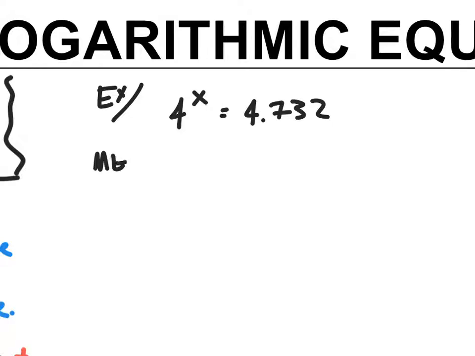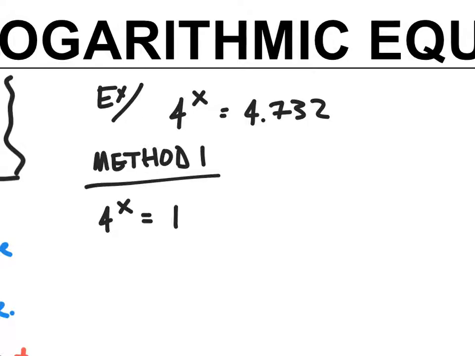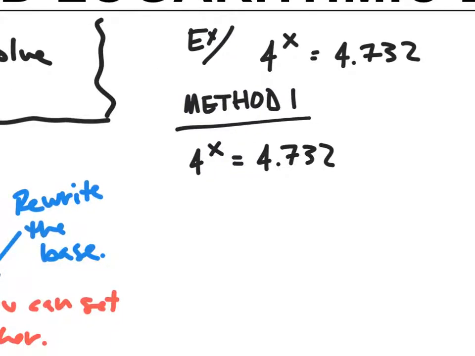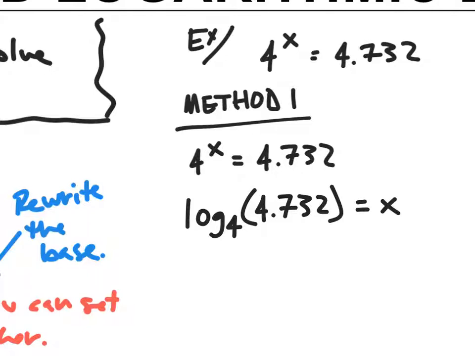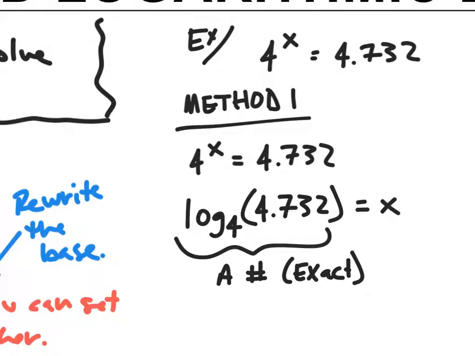Okay, here's method 1, okay? Method 1. All right, if I'm going to take 4 to the x power is equal to 4.732, number one, we need to put this into log form, okay? And so what I'm going to do is I'm going to do log base 4 of 4.732 and set that equal to x, okay? And that's the first way that we could solve this, by using a log. And remember, guys, that this is a number, okay? And this is an exact number. Okay, the exponent is this value here, log base 4 of 4.732.